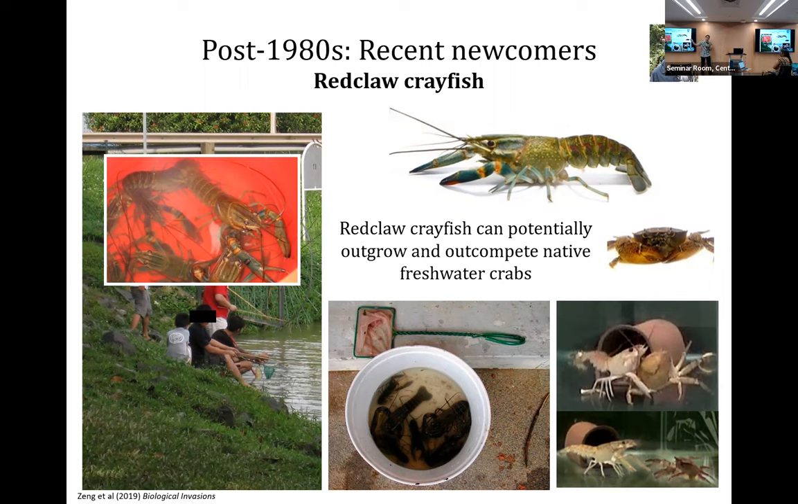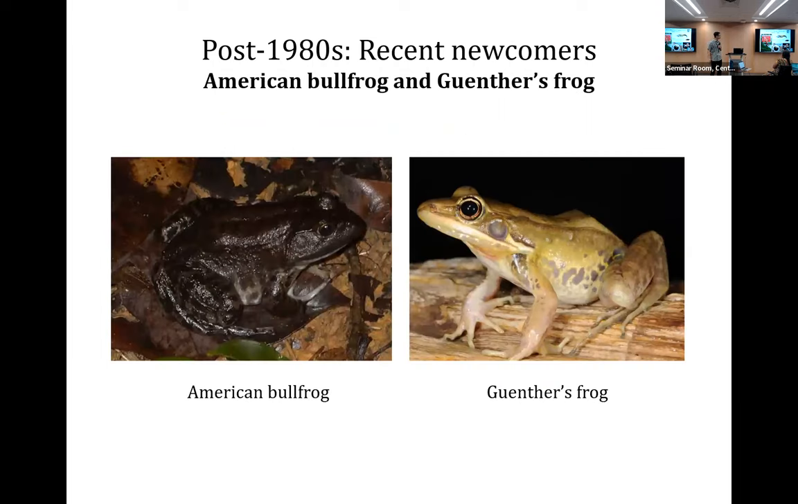Now, this species is from northern Australia and New Guinea. So, of course, same latitude, right? More or less, it's tropical. It does well here, actually. This is called the red claw crayfish. We've seen it in many reservoirs, and it's starting to penetrate some of the streams, actually. So this is one of the non-native species that can go into the streams and do well. We did some experiments and found that it can potentially outcompete our native freshwater crabs.